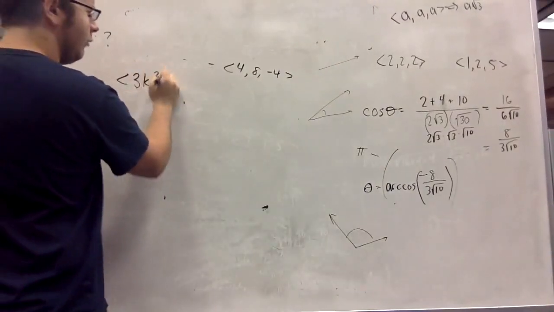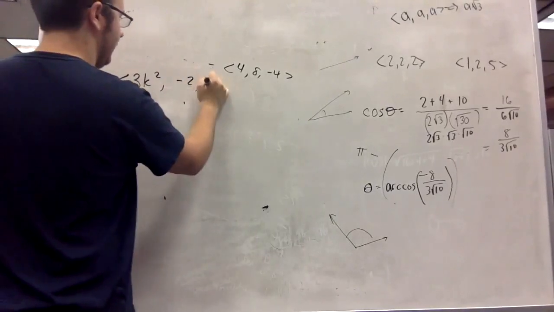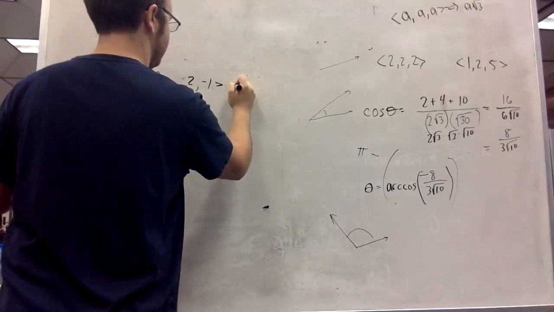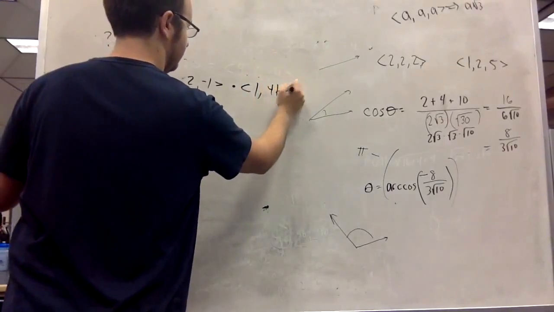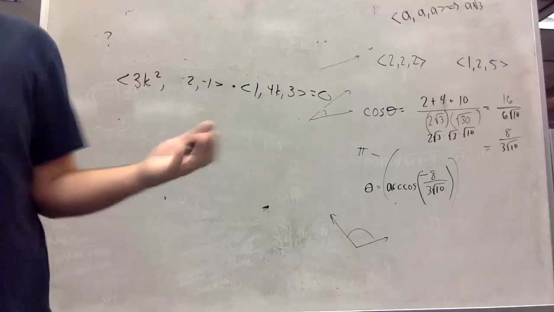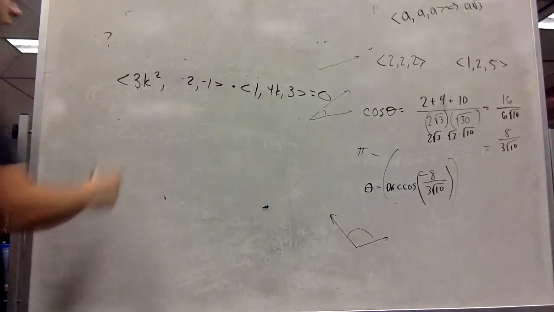3k squared, 2, negative 1. And then 1, 4k, 3. So we want them to be orthogonal. We're going to assume that the dot product is 0. We should crank out that dot product.